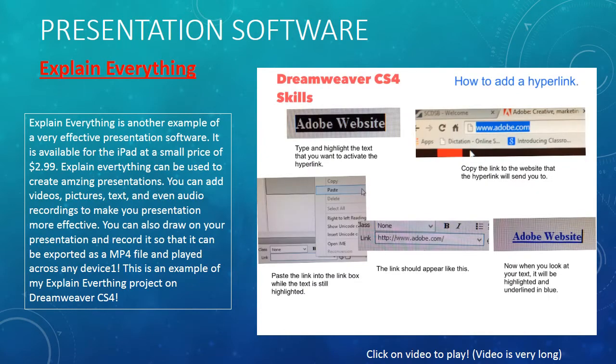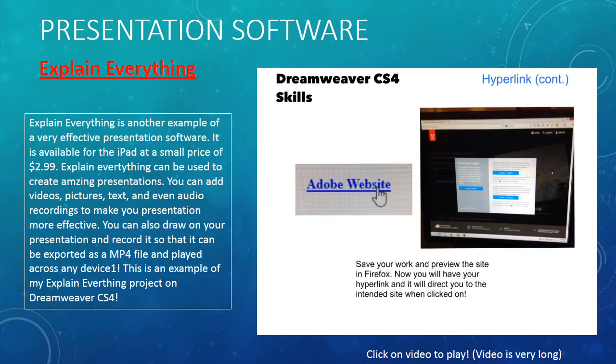To add a hyperlink, you need to type and highlight the text that you want to activate the hyperlink. Copy the link to the website that the hyperlink will send you to. Paste the link into the link box while the text is still highlighted. The link should appear like this. Now when you look at your text, it will be highlighted and underlined in blue. Finally, you can save your work and preview the site in Firefox. Now you will have your hyperlink, and it will direct you to the intended site when clicked on.